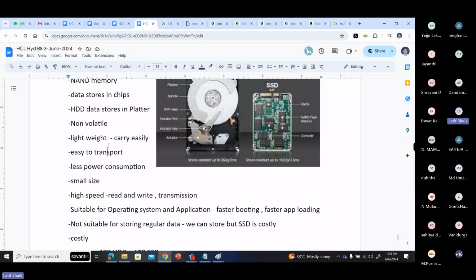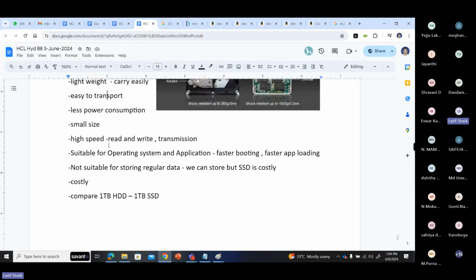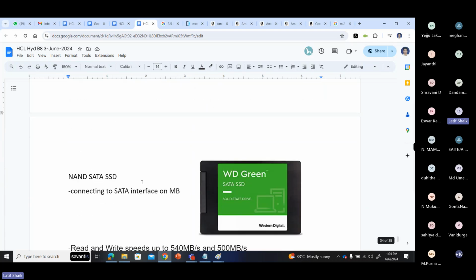Compared to hard disks, SSDs are light in weight, easy to transport, consume less power, are smaller in size, and have higher data read and write speed. Data transmission speed is also higher. It is suitable for your operating system and application storage. Faster booting and faster application loading are possible with SSDs. But compared to a hard disk, SSDs are a little costlier.